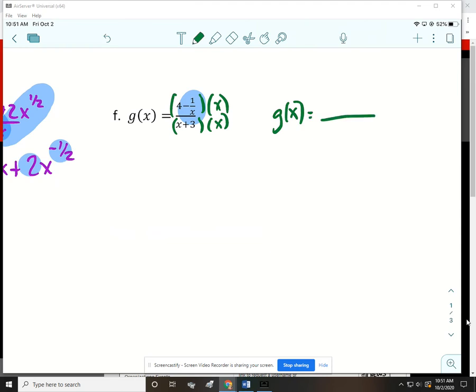So our numerator is now going to be 4x minus 1. And our denominator is going to be x squared plus 3x. It's definitely going to make this one easier. So you guys try this on your own. So pause the video, try this on your own.